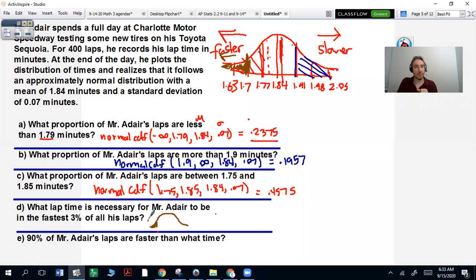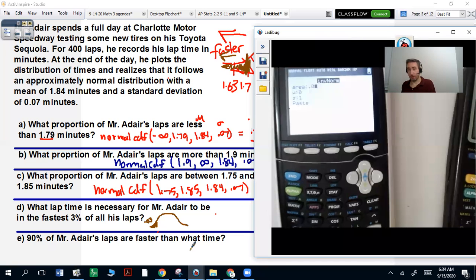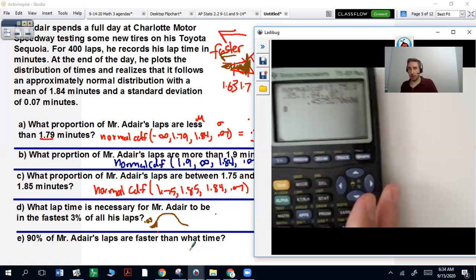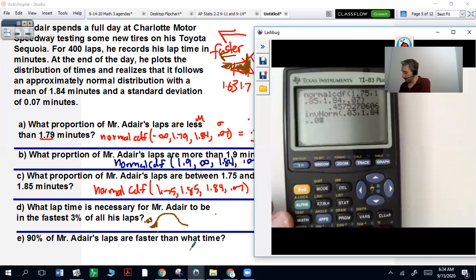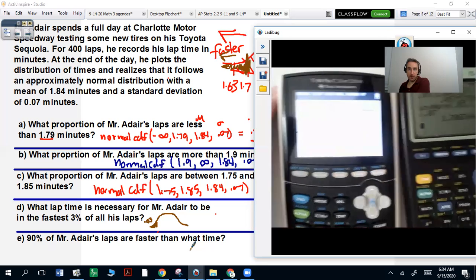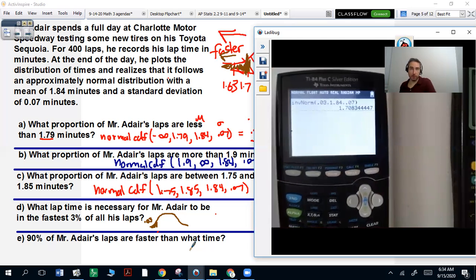So we're looking at the lower 3% of the times, 0.03, not 3. So we want to do for the area 0.03. And then for the mean, we would change that to the same mean and standard deviation, so 1.84 and 0.07. And so he would have to have a time of 1.708 or less to qualify as the fastest 3%. And you can do it on here too. Second vars, inverse norm. You do the 0.03, comma, 1.84, comma, 0.07. So a time faster than 1.708 or 1.71.